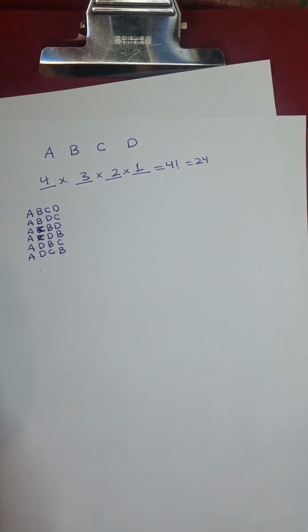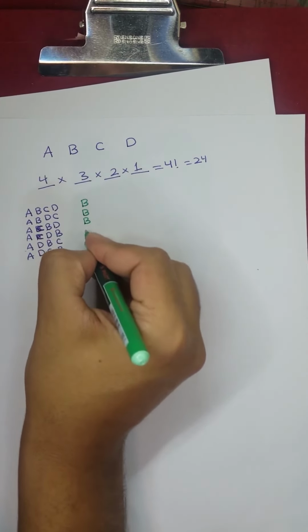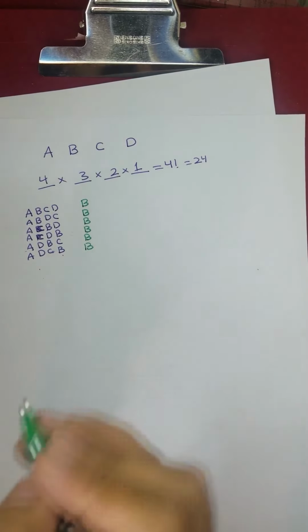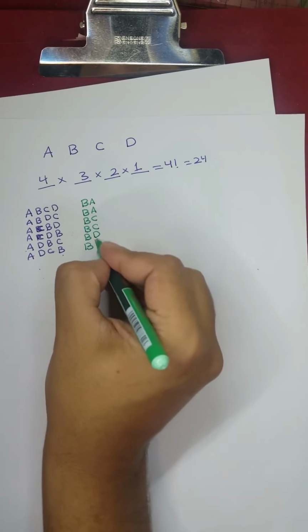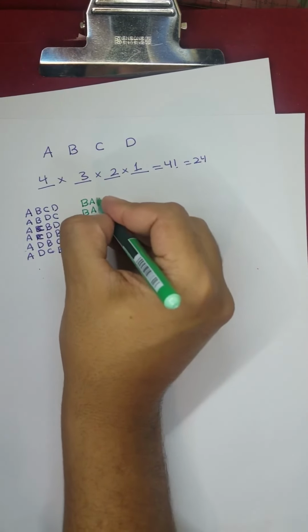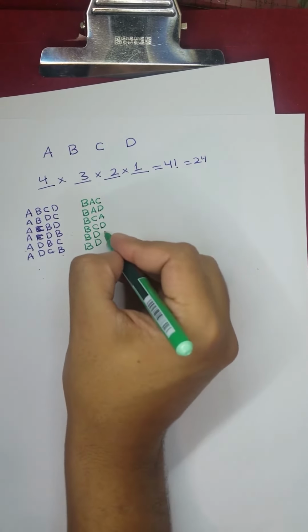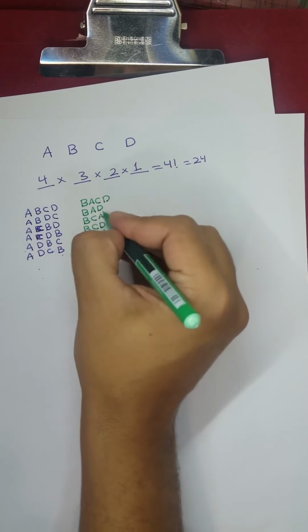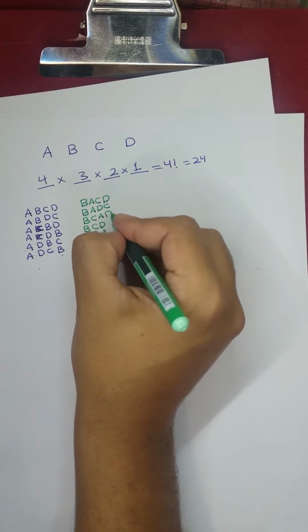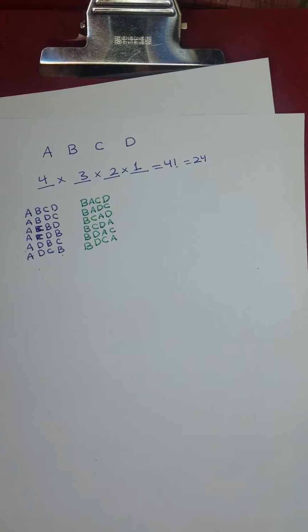I have other 6 different arrangements, which are starting with B, and then I have A, or C, or D. And then I have here either C or D. Here either A or D. Here either A or C. And then I can have here BACD, BADC, BCAD, BCDA, BDAC, and BDCA. Okay, these are 6 different arrangements that I can make starting with B.